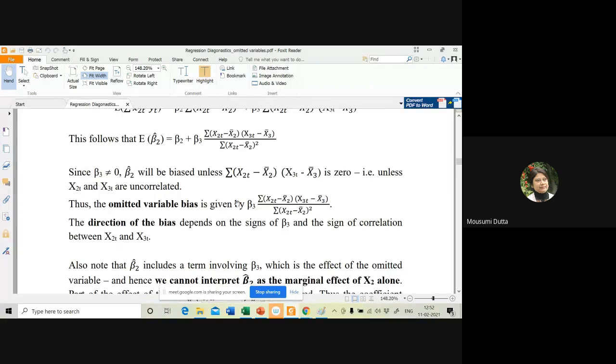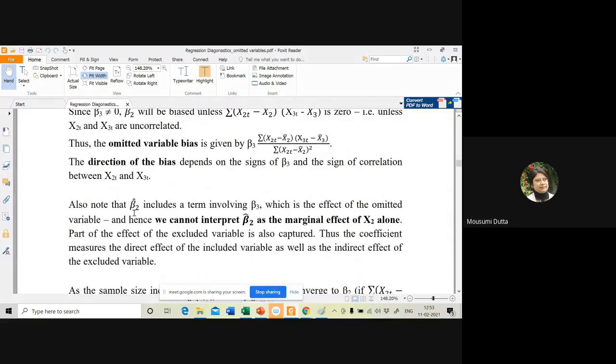Thus, the omitted variable bias is given by this second part. This is the bias of the estimated value. The direction of the bias, that is, if there is overestimate or underestimate, will depend on the sign of beta 3 and the sign of the correlation between x2t and x3t. Note that beta 2 hat includes a term involving beta 3 in the bias part, which is the effect of the omitted variable, and hence we cannot interpret beta 2 hat as the marginal effect of x2 alone.